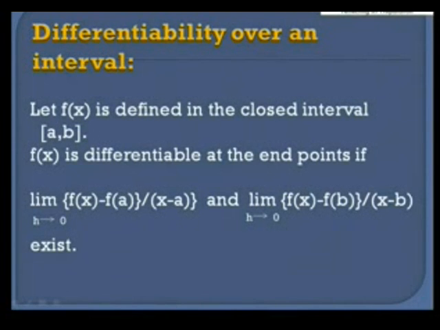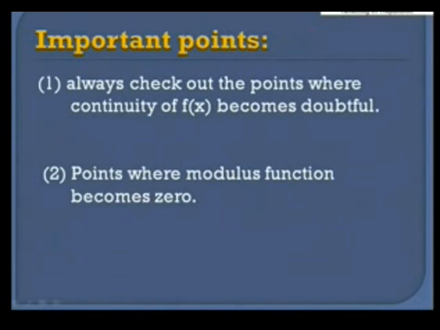Now f(x) is differentiable at the endpoints if limit of (f(x) minus f(a)) divided by (x minus a) when h tends to 0, and limit of (f(x) minus f(b)) divided by (x minus b) when h tends to 0 exist. So for f(x) to be differentiable in the closed interval a comma b, it is necessary for f(x) to be differentiable at the point x equal to a, and it is also necessary for f(x) to be differentiable at the point x equal to b. So that the limit of this expression and the limit of this expression exist, and hence f(x) becomes differentiable over the entire interval a comma b.